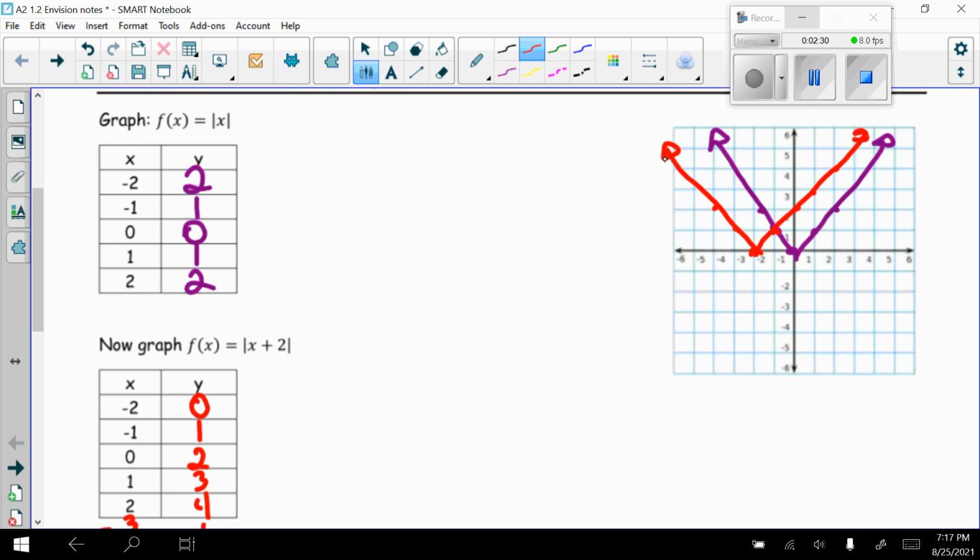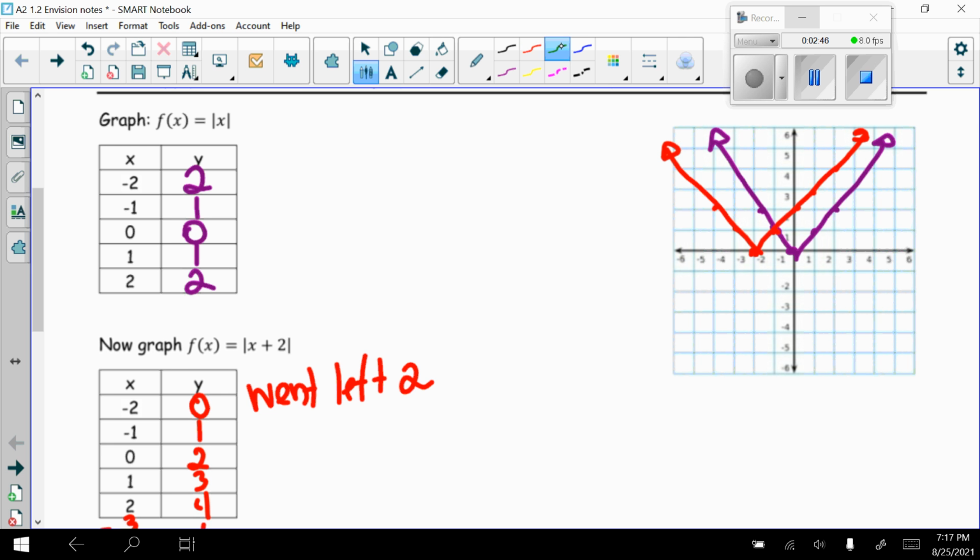What do we notice happened to the original graph, the one in purple? My red graph took the original graph that started at 0, 0 with the vertex, and it moved that vertex to the left 2 units. So this went left 2 units.